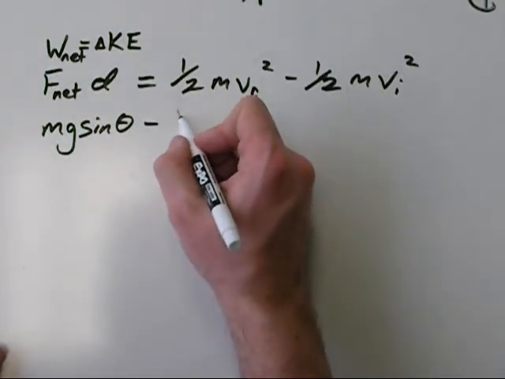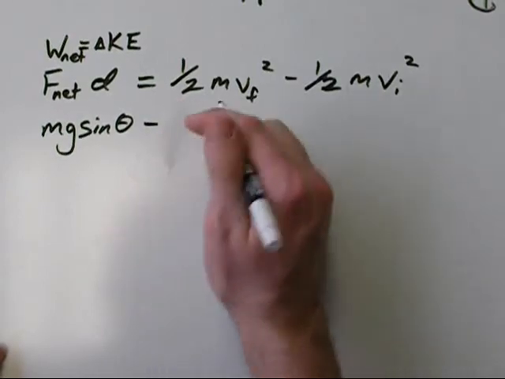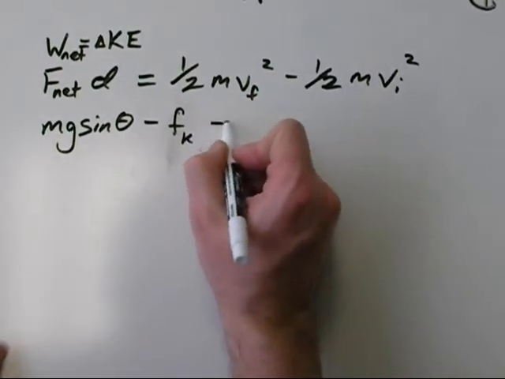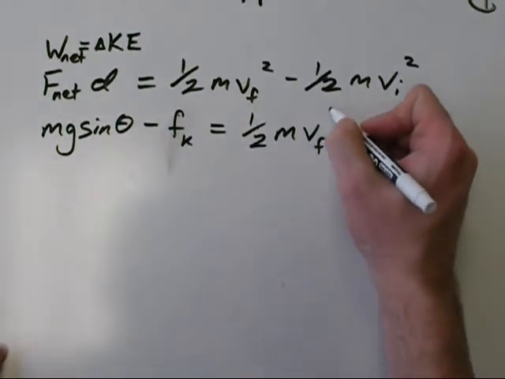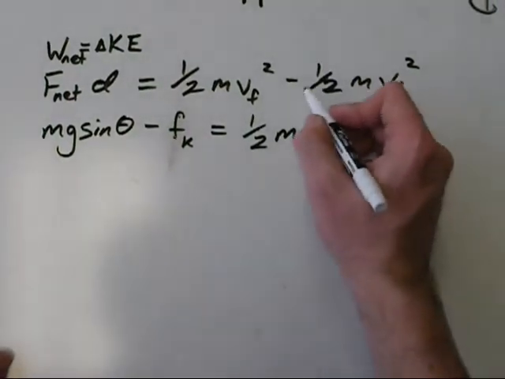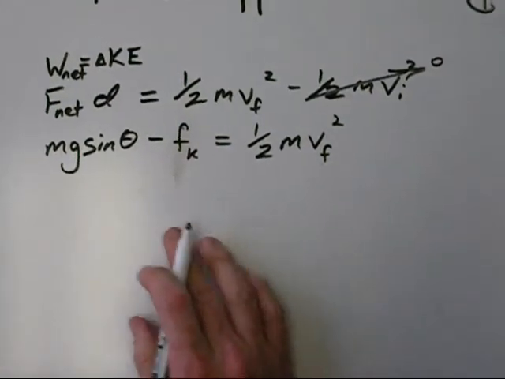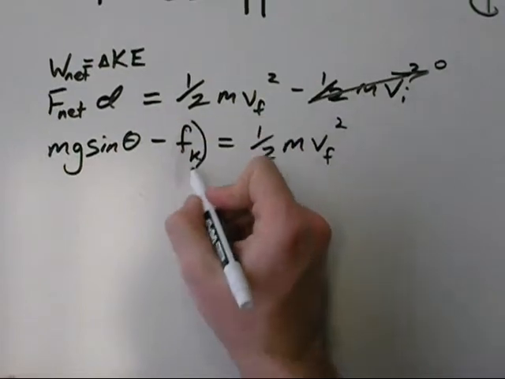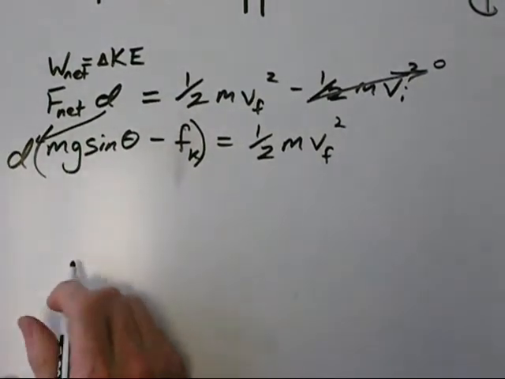Alright, so the net force is going to be that mg sine theta that we showed you before, minus the friction force, let's just call it friction for now, and 1/2 mvf squared. Vi squared was 0, so that whole thing is going to become 0. Oops, I made a mistake, hang on guys, you have to take this and multiply it times D, because the D has to come down.